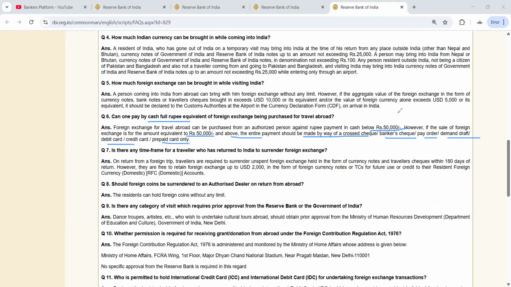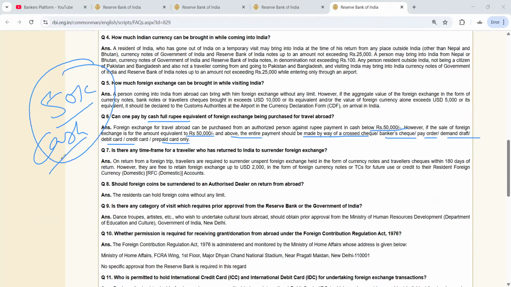Okay, so up to 50,000. So up to 50,000 in cash, it is allowed for an exchange. Other than that, they have to give DD, they can give cheque, or another instrument which is routed through the banking channel. So that they have to do.